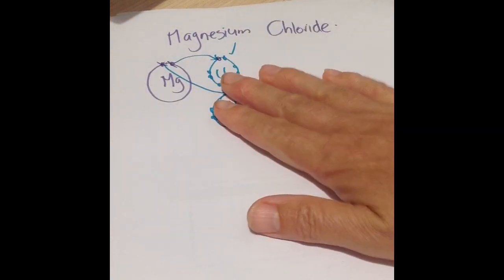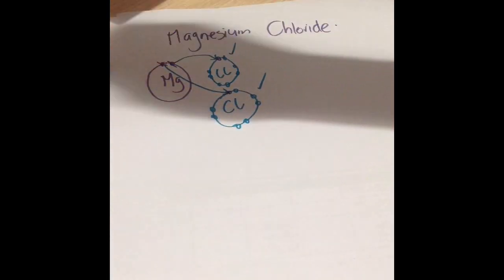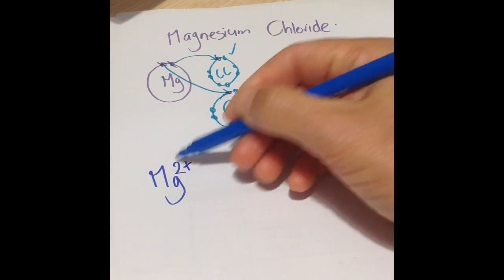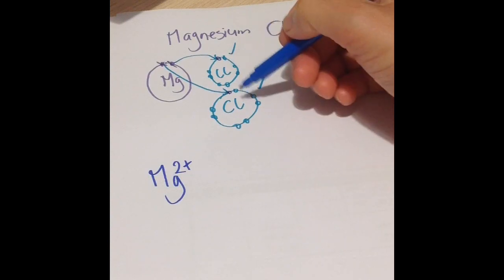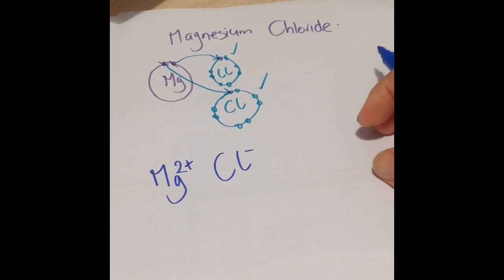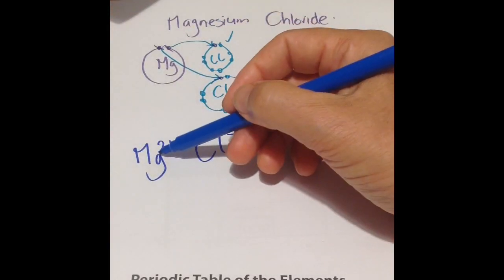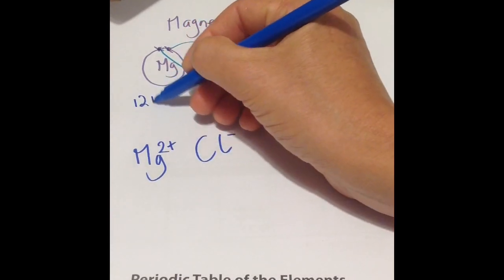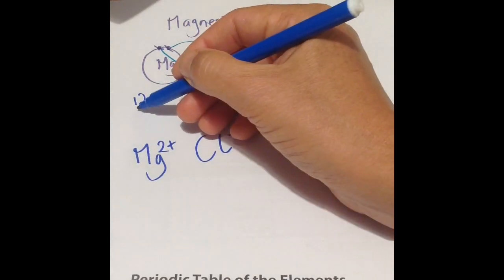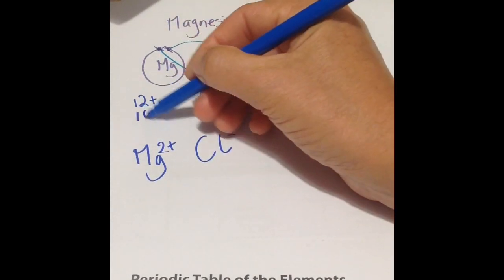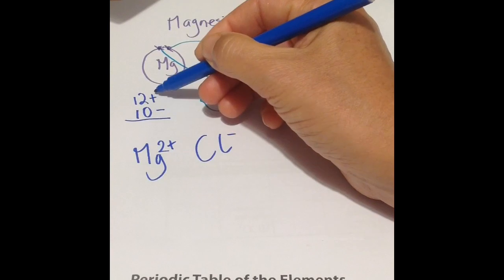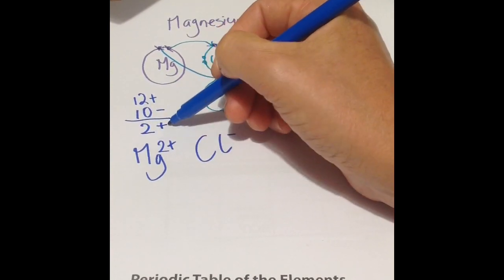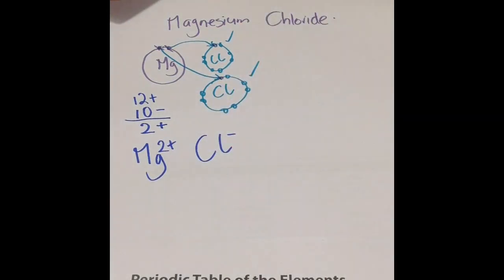So instead of drawing that all the time, quick way to do it, we know that magnesium is going to form an ion of 2+. We know that chlorine is going to form an ion of -1. And if you're wondering why it's 2+, well, it's got 12 protons. Protons don't change. It had 12 electrons, but it lost 2. So now it's got an overall positive charge. So 12 minus 10 is still positive. So +2. So that's how we got +2.